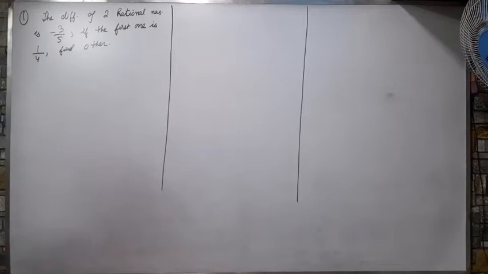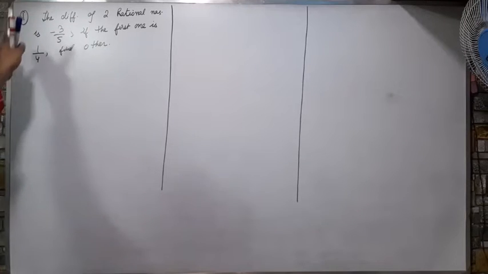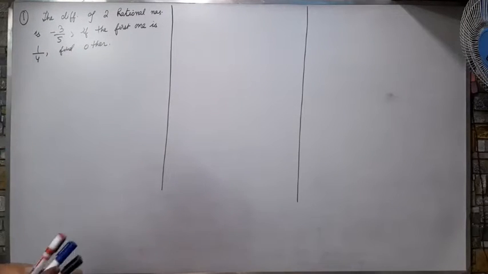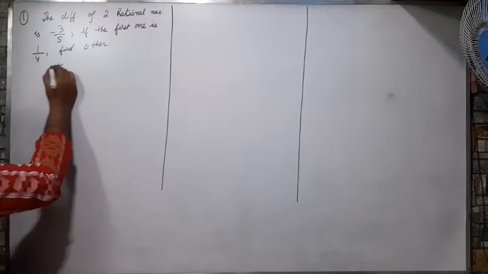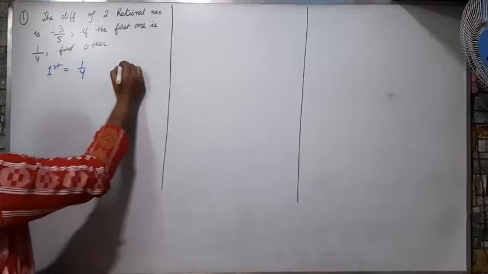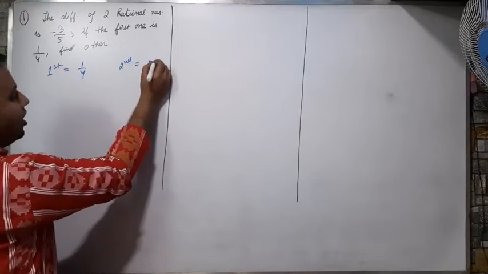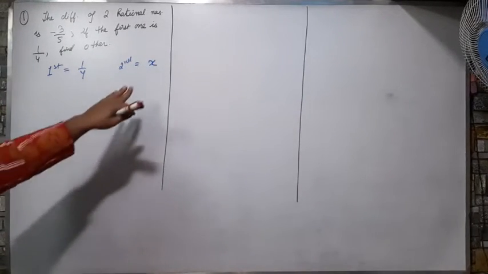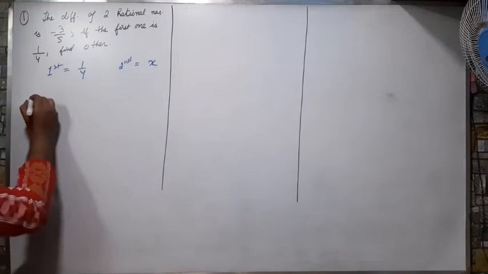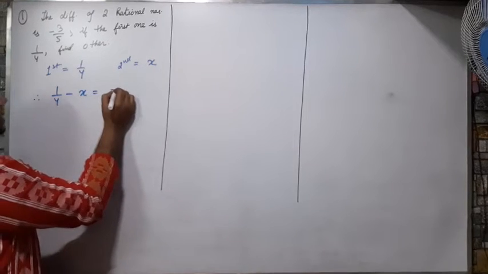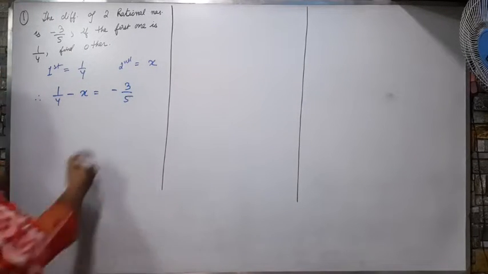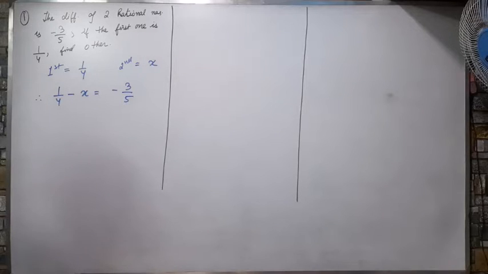So what is given? The difference of two rational numbers is minus 3 by 5. If the first one is 1 by 4, find the other. So the first number is given, 1 by 4. The second number is not given, so I will consider the second number as x. So what am I getting? I am getting 1 by 4 minus x equals minus 3 by 5. So I have to calculate x to find the second rational number.